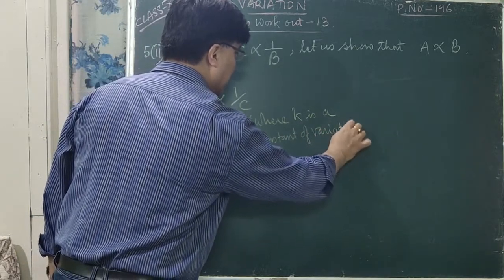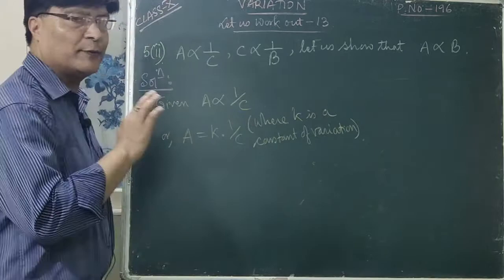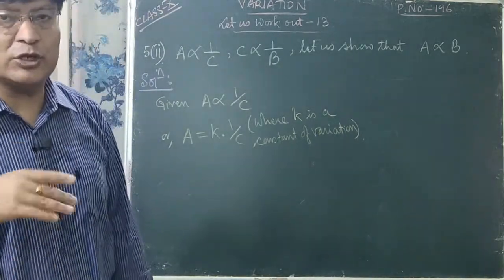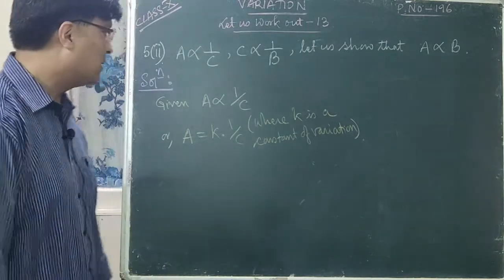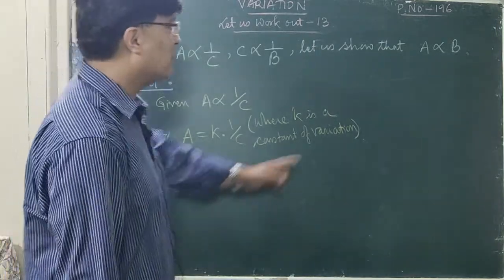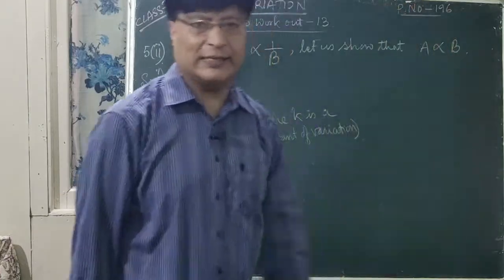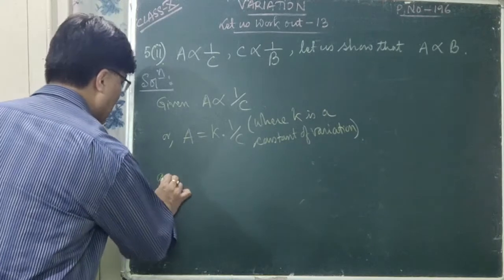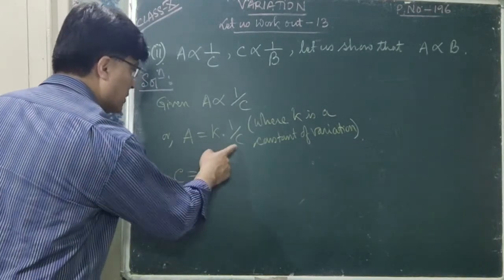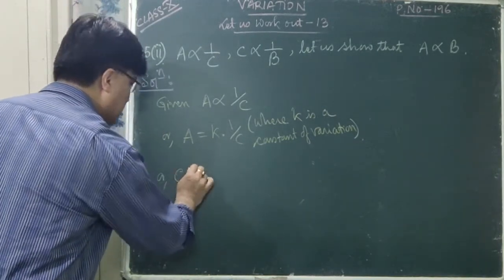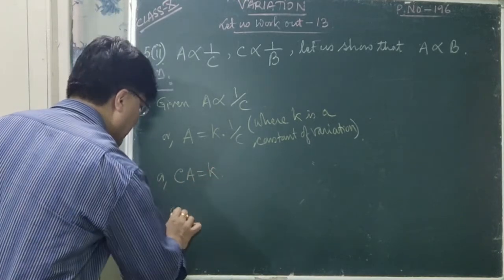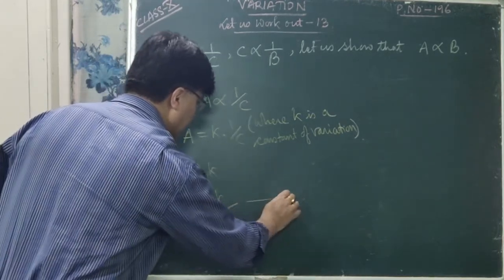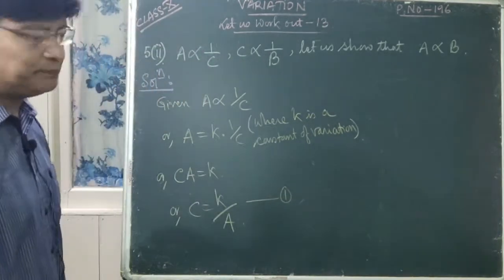If you don't write this, where K is a constant of variation, 1 mark will be deducted in your examination, right? Since you have to get the relation between A and B only, not C, let us get the value for C from here. Now we can cross multiply it. C into A is equal to K, or C is equal to K divided by A. Let us mark it as number 1.